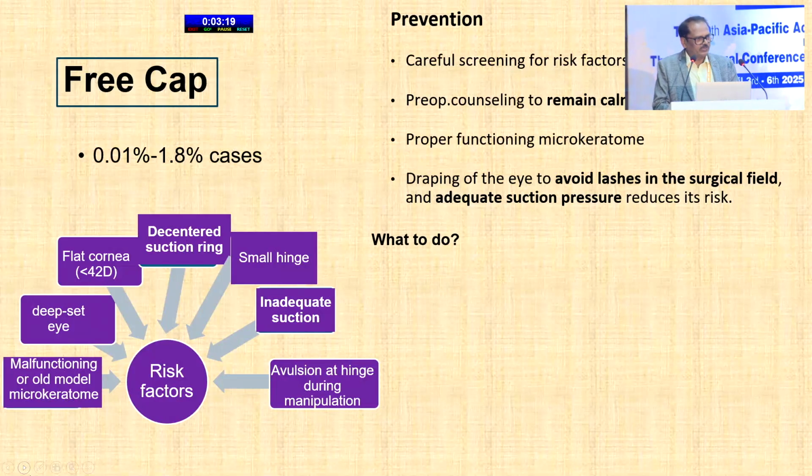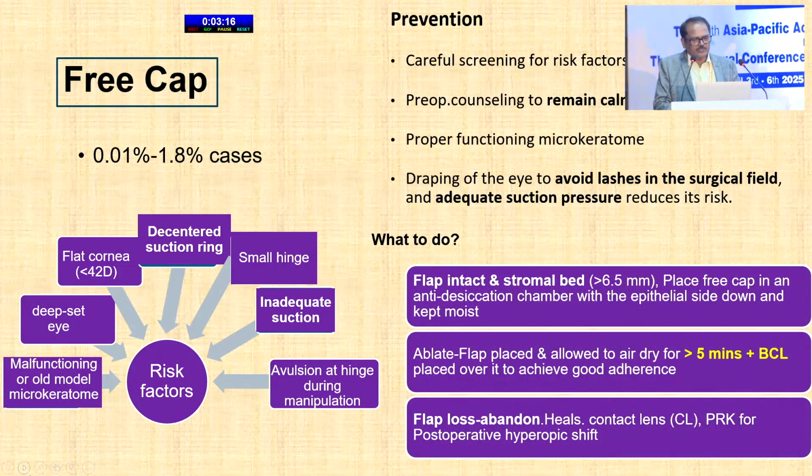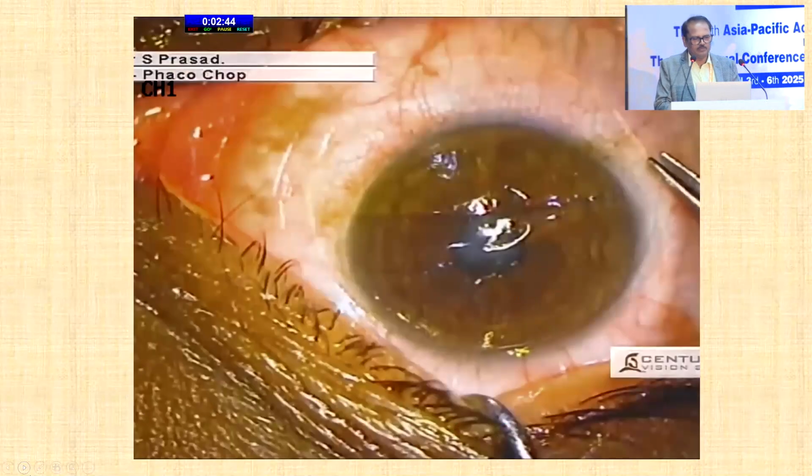And what to do once a free cap has occurred? If the flap is intact, and the stromal bed is more than 6.5 millimeters, that is the intended optical zone, you can just proceed. This free cap can be kept in a desiccated chamber, and you can go ahead with the ablation. After that, you apply the flap, let it dry for 5 minutes, and apply the BCL. And in some cases, there are chances of flap loss also. If it has actually been lost or washed away, then you can just leave it and let the cornea heal. It will create some hyperopic shift, and later PRK can be done.